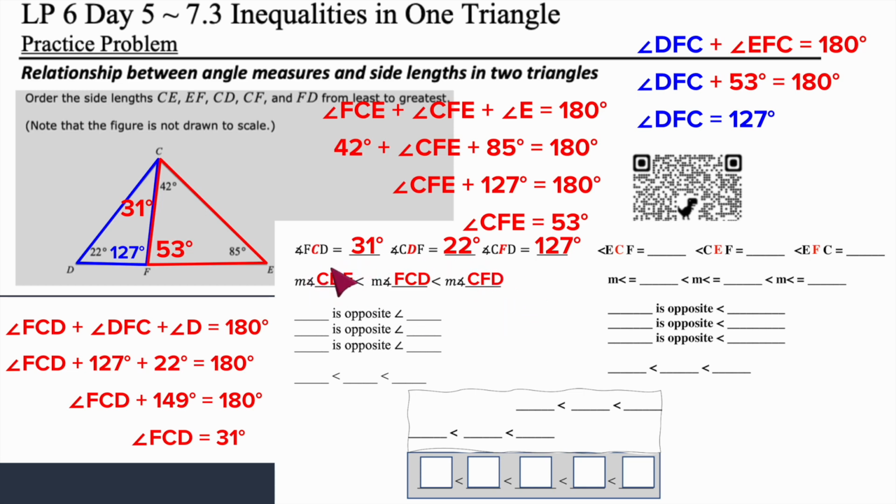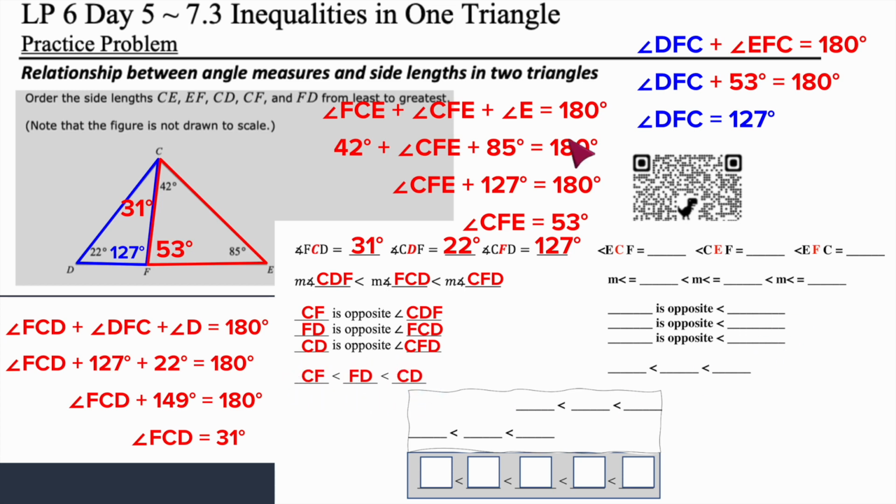So now that I have these in order, I can start to look at the side lengths because it's opposite those side lengths. So opposite angle D for the blue triangle is going to be the smallest side, which is CF. Okay. The side opposite angle C for the blue triangle, that's going to be the kind of medium length. That's going to be the one in the middle. And then the largest side is going to be opposite that 127, which is opposite that angle F. Okay, so now you can see it's CF is less than FD is less than CD. So I've put these in order.